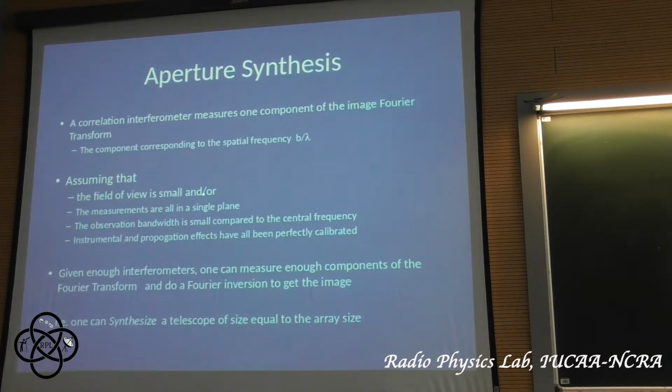The assumptions are that the field of view is small, or that the measurements are all in a single plane, that the observation bandwidth is small compared to the central frequency, which is something we just discussed, and that all the instrumentation and propagation effects have been properly calibrated. But if all of these are true, then what you measure is a single component of the Fourier transform of the image. If you have enough interferometers, you can measure enough components of the Fourier transform, and since the Fourier transform is invertible, you can invert it uniquely to get the image. So effectively, you synthesize a telescope whose size is equal to the size of the array. It's no longer the size of each individual telescope.